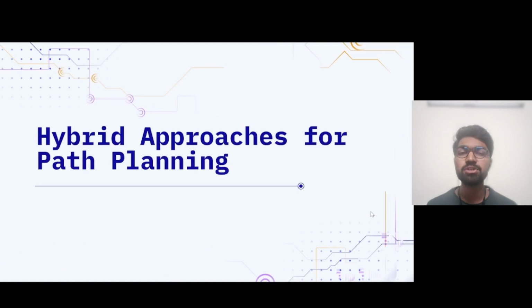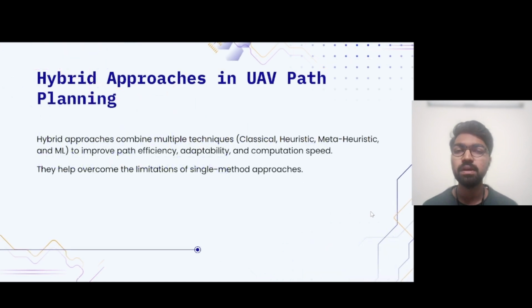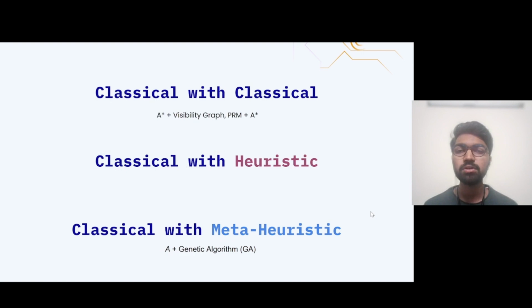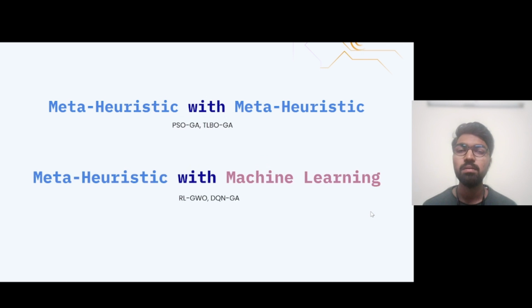So to bring out the best of multiple worlds, hybrid approaches are also being developed. They are used to leverage their individual strengths while mitigating their weaknesses. The goal is to efficiently compute an optimal path that satisfies multiple objectives. The paper talks about 5 types of hybrid approaches: classical with heuristic, classical with meta-heuristic, meta-heuristic with meta-heuristic, and meta-heuristic with machine learning.